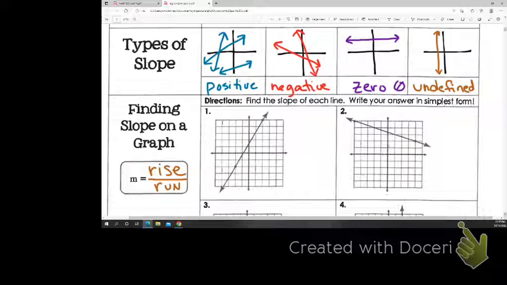So from this dot, they have a dot here, they have another dot here. Between those two, from left to right, it's going up. 1, 2, 3, 4, 5, 6, 7. That's my rise. And it's going over. That's my run. 1, 2, 3, 4. Can 7 over 4 reduce? No. It can't reduce. So that's my answer. That is my slope.